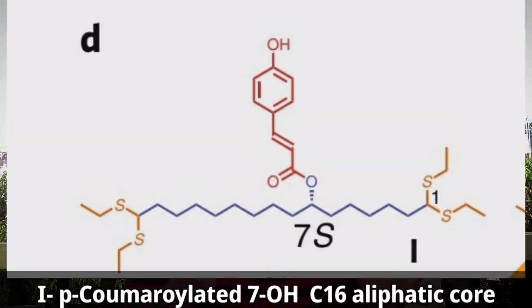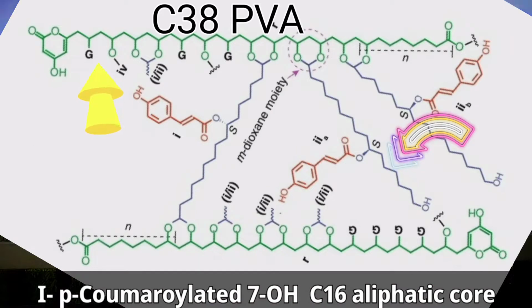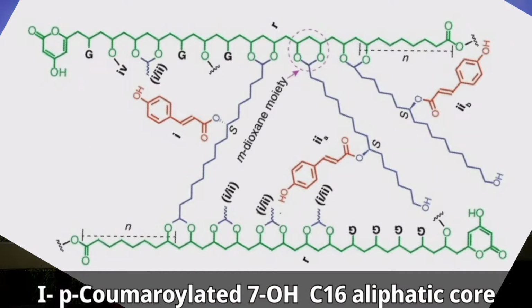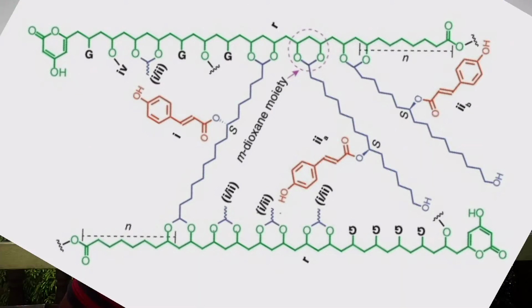So this is the core molecule present in the sporopollenin, which connects the C38 long chain PVA, polyvinyl alcohol, which are also linked together by ester or ether bonds. So this is the molecule in which both ester and ether bonds are present. Other chemical substances like lignin, tannin, suberin, cutin, etc., have only one, either ester or ether bonds. That's why this is probably the most difficult molecule to degrade.